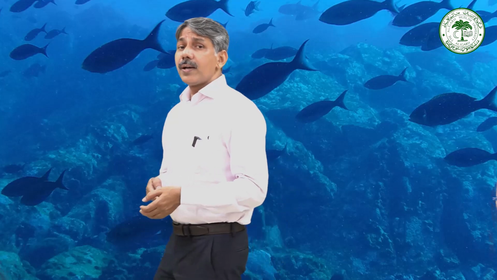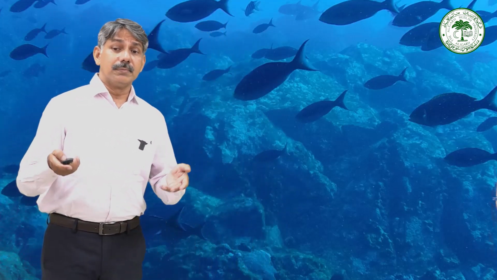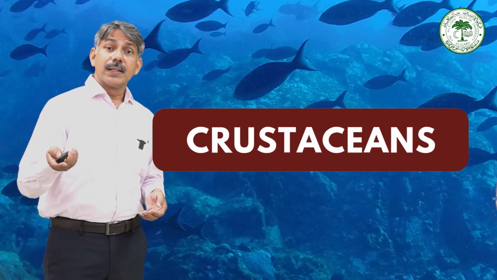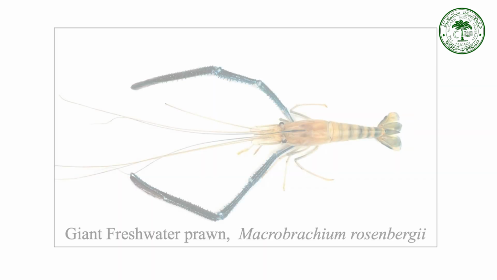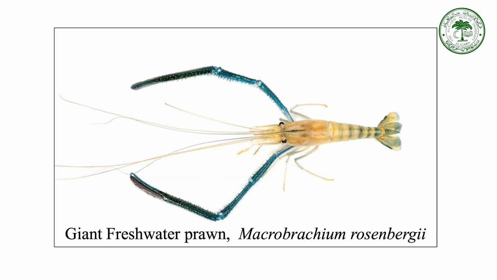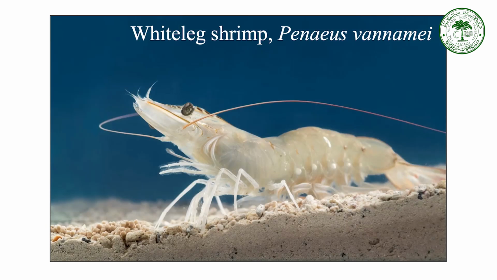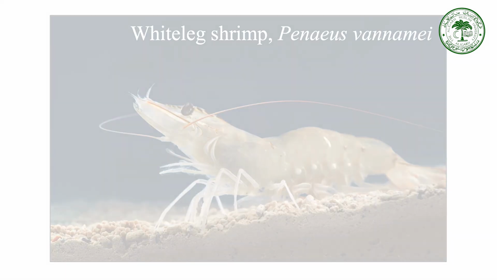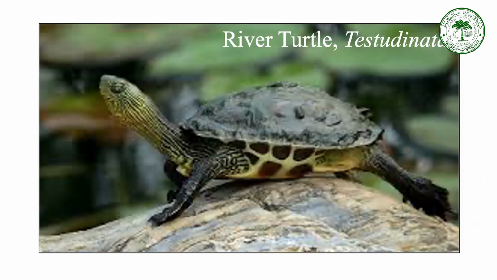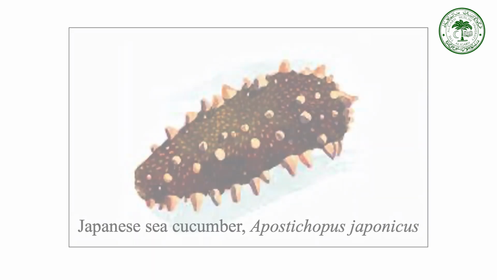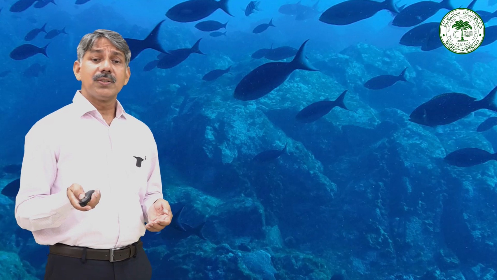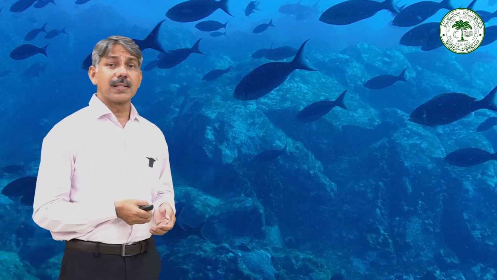And then we also have many other species, not only fishes but crustaceans, for example Penaeus monodon, the tiger prawn. In freshwaters, we have Macrobrachium rosenbergii, the giant freshwater prawn. Or these days, Penaeus vannamei is very popular, what we call the white leg shrimp. And we have Gracilaria seaweed, river turtle, and many other aquatic organisms like Japanese kelp, red jellyfish, sea cucumber, mussels, and oysters. So these are the species which are being cultivated.